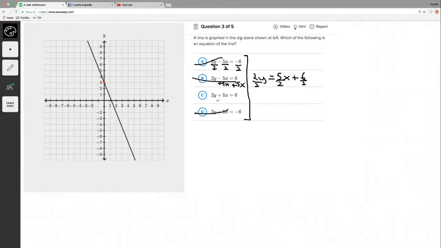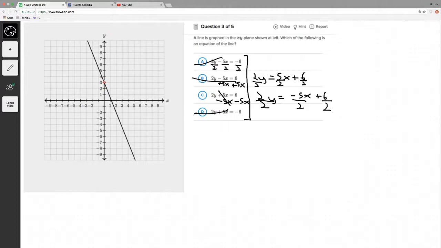This guy is going to be the one that's going to work, because we're going to subtract by 5x. And now we got 2y, right? This goes away. 2y equals negative 5x plus 6. Once we divide by 2, now we got a negative slope, negative 5 over 2, and that works. Just to prove it, right?